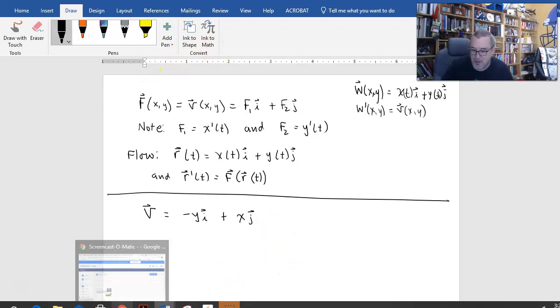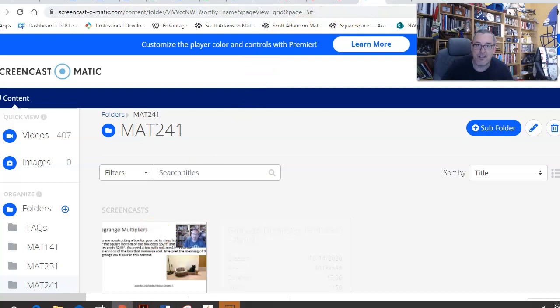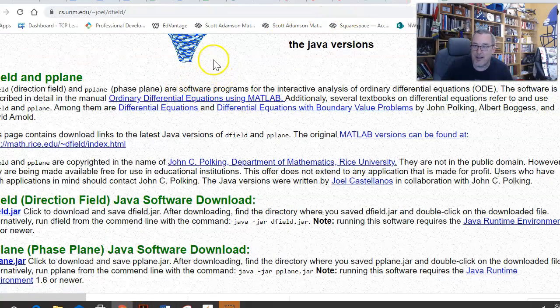I'm going to give you a new tool in this case. Here it is. If you Google p-plane or d-field, whichever one you might want, direction field or phase plane, just put that into Google. This will be the first thing that comes up. And p-plane is a Java thing, so at least I do get some not errors, but warnings about, do you really want to download this Java thing? I said yes. And so I get this.